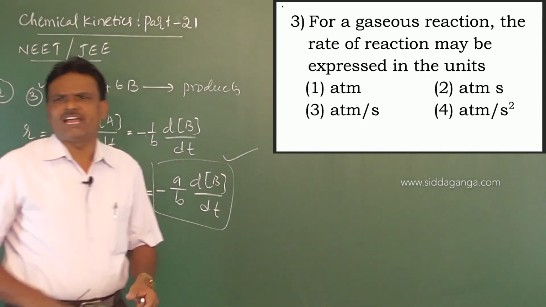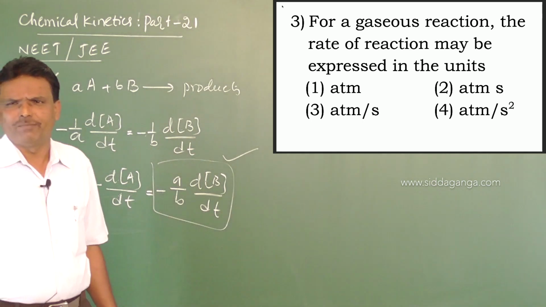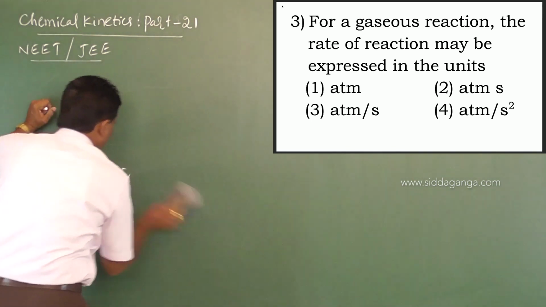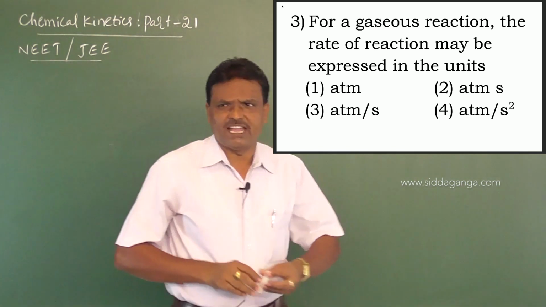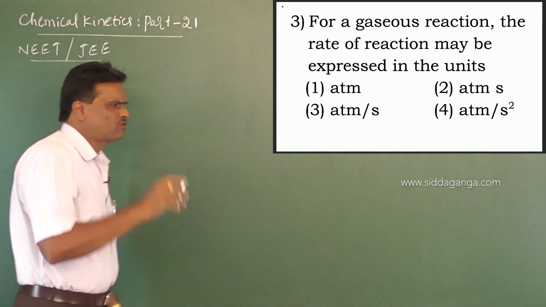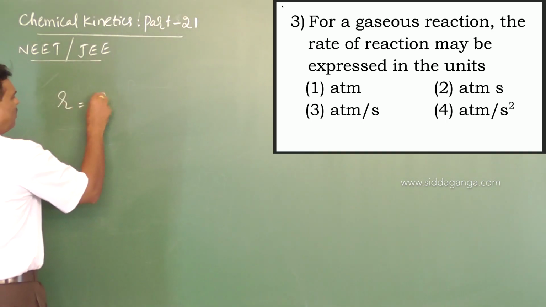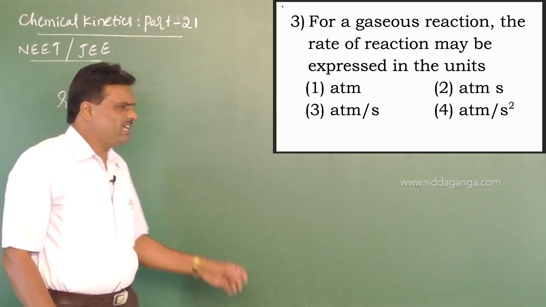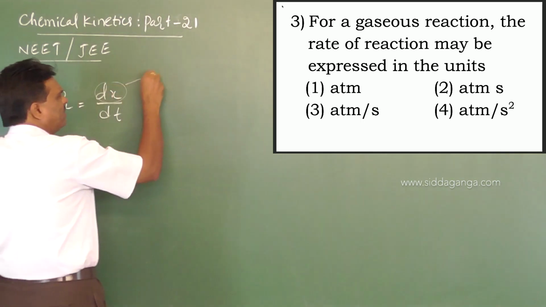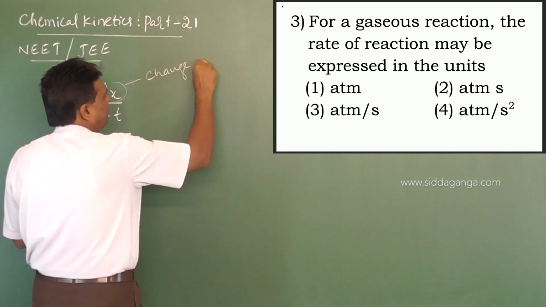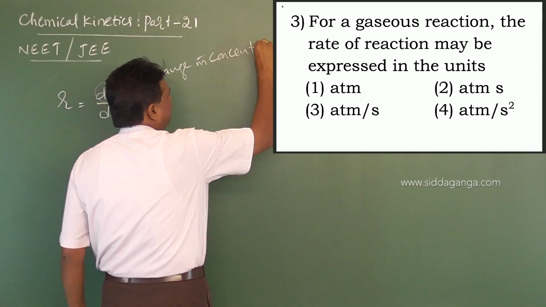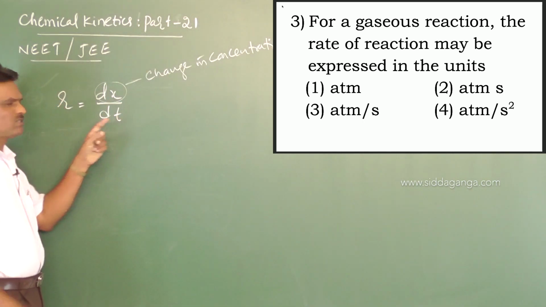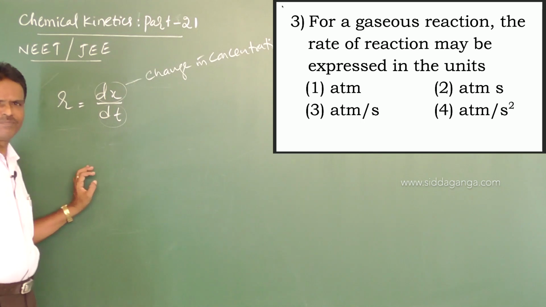For a gaseous reaction, rate of reaction may be expressed in the units. Question number 3. For gaseous reactions, rate of reaction, observe here, rate is equal to dx by dt in general. Is it clear? Change in concentration of the chemical species during a small interval of time. So this is the small interval of time.